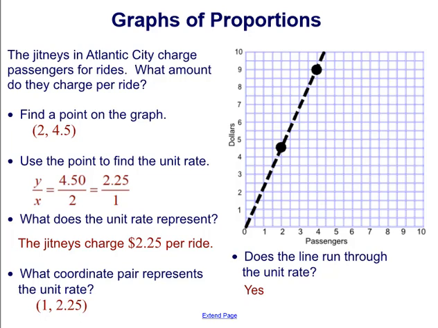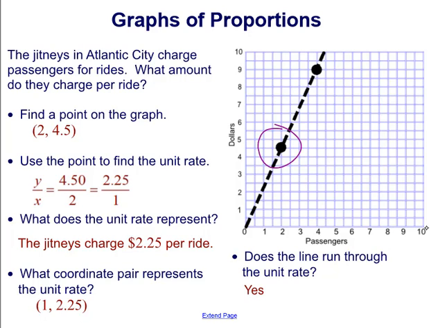So we're randomly looking at a point. We're choosing (2, 4.5), that's this point here, and using the y and x values to find the ratio for the unit rate. So the ratio of y to x is 4.5 over 2, which equals 2.25 over 1. So what does that 2.25 over 1 actually mean? Think about what x and y are representing on the graph.